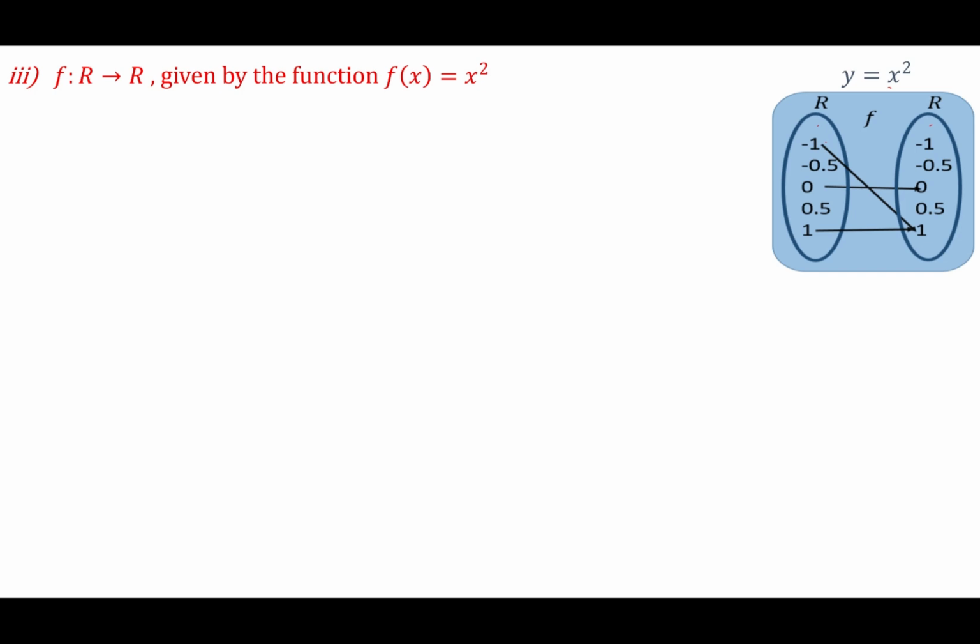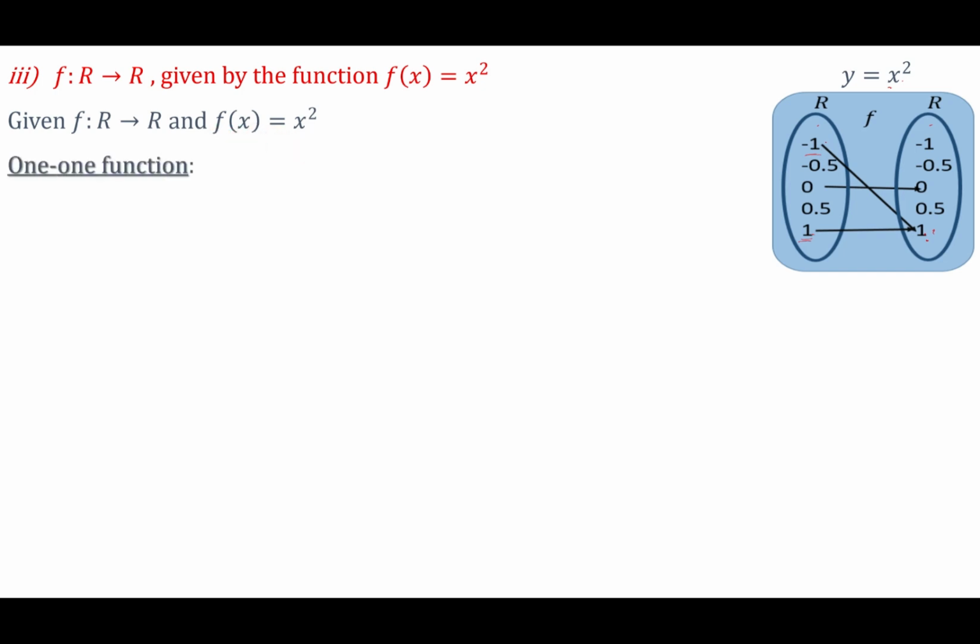If I plug in -1, I'm getting 1. If I plug in 1, I'm getting 1. So in set A, 2 elements have the same image. So it is not a function. If it is not a function, then I don't need to check whether it is 1-1 or onto. It is not 1-1 as well as not onto. Let us prove it. The given function is defined as f of x equals x square.